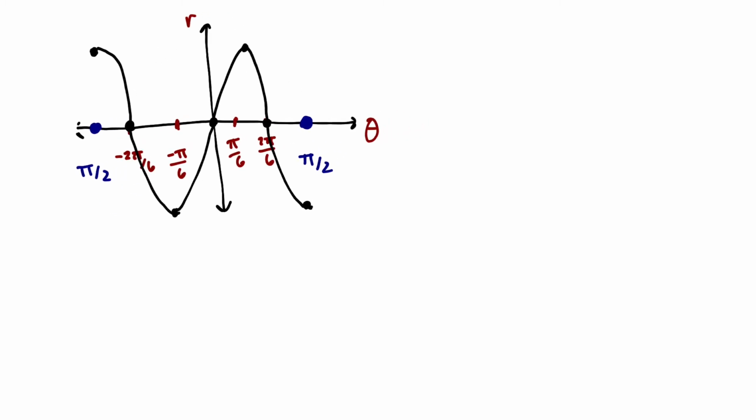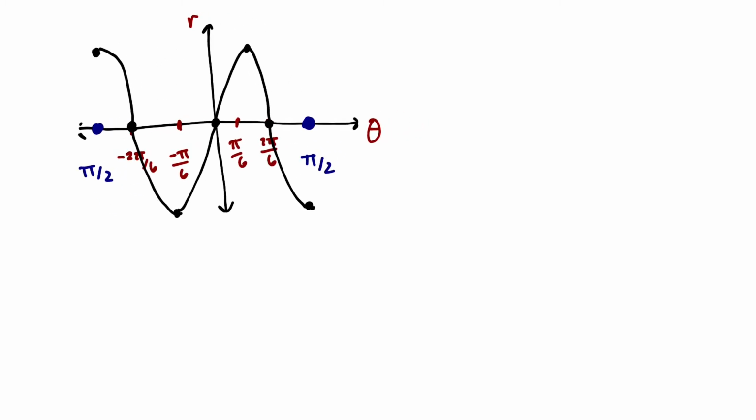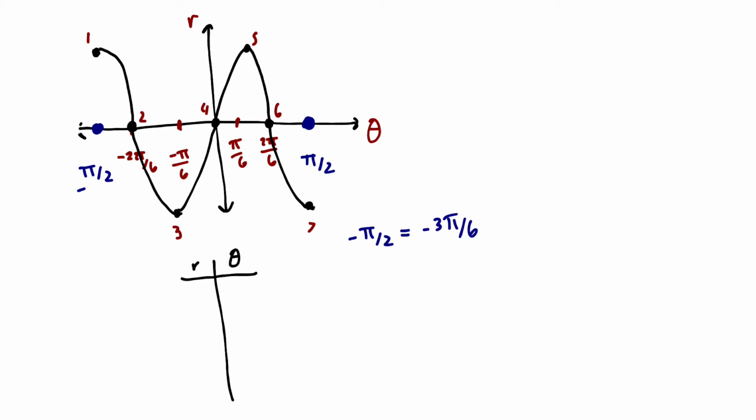Let's start a new page. So looking at this graph, let's also label these points. This will be our point 1, 2, 3, 4, 5, 6, and 7. And we'll write these points in polar coordinates. This is our r value, this is our theta. Writing these points down, let me note that we could rewrite negative pi divided by 2 to be equal to negative 3 pi divided by 6 for simplicity. Then we'll get the following list of points.